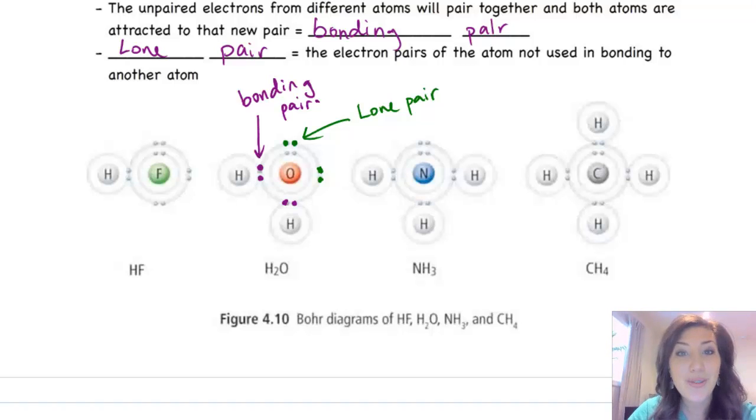Well, there you go. You just learned about Bohr diagrams. Please come to class next day ready to practice and to discover this idea a lot further. Next video, stay tuned for Lewis diagrams.